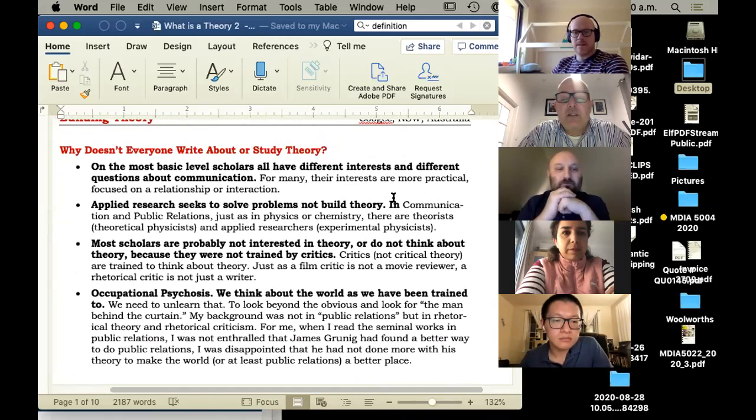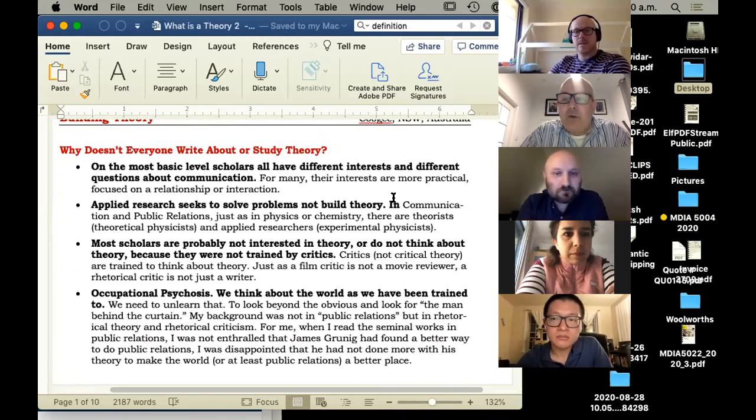Applied research seeks to solve problems, not to build theory. Many people, again, aren't interested in theory necessarily. They're interested in something applied. They want to answer a question. They want to solve a problem.